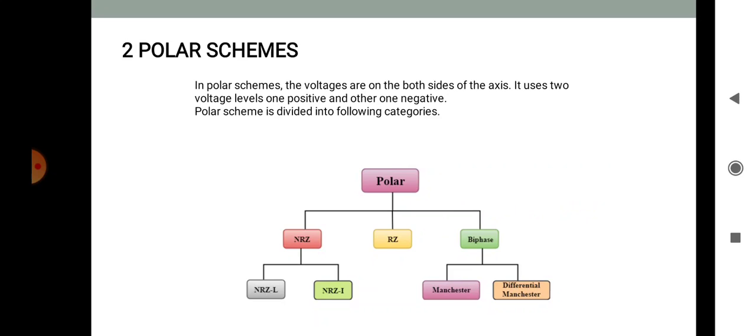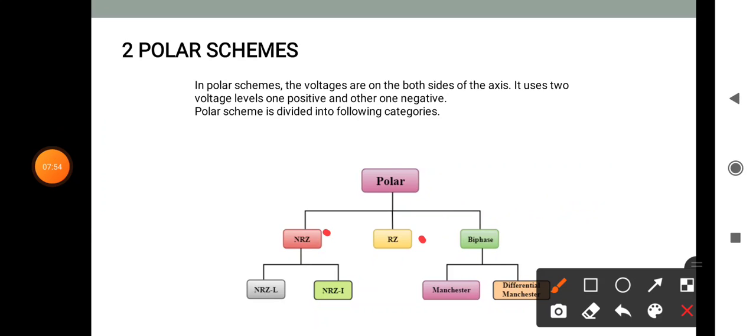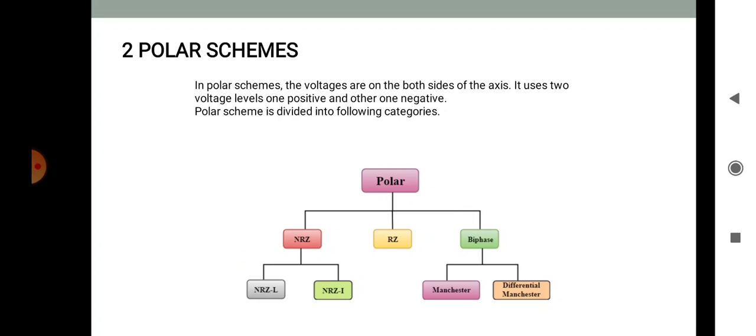Here polar, NRZ, RZ, and biphase. NRZ is classified into two types, NRZ-L and NRZ-I. L stands for level and I stands for invert. Then RZ, and then biphase, which is subdivided into Manchester and differential Manchester. Then see one by one.